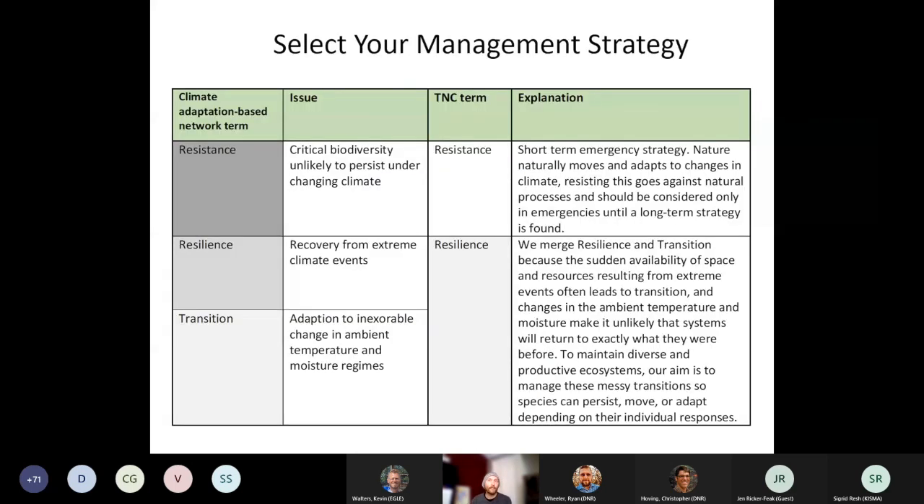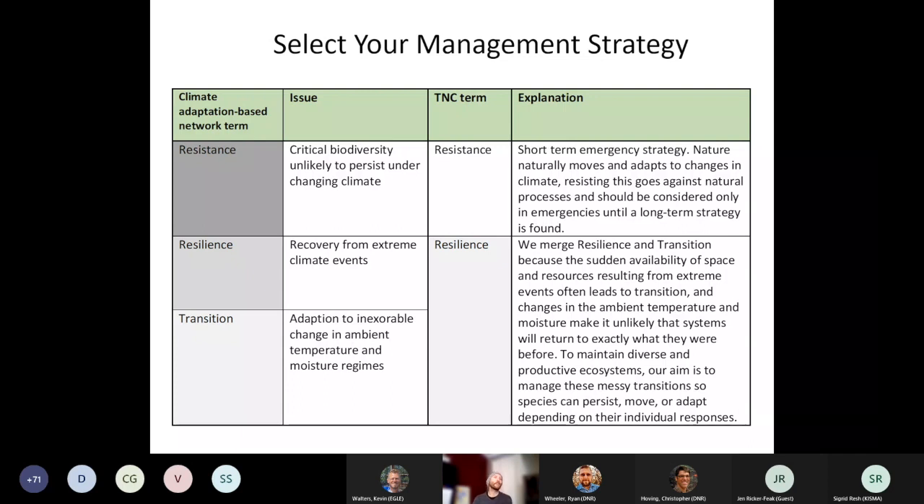There is resistance. This is about the kind of critical species, the TNE, honestly, like, the Karner blue example of critical biodiversity that's unlikely to persist under a changing climate, and in a lot of cases where there's really no place where those species can even move to. We describe it as kind of an emergency strategy. This is going to be really, really resource intensive. The chances of success of this management approach are not high in the face of climate change. So we're really trying to redirect away from that.